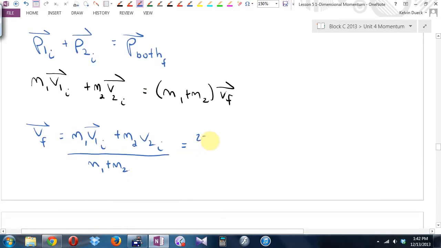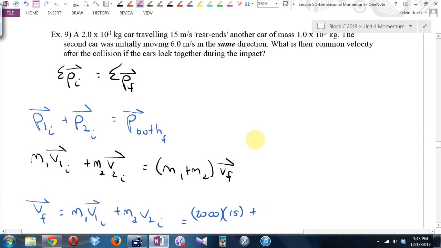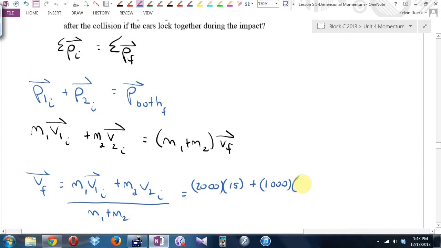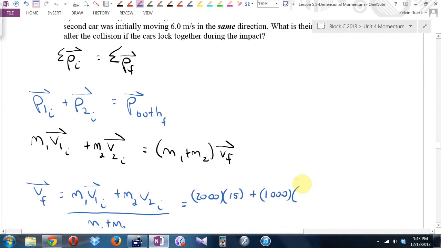plus M2. M1 is 2,000. V1, 15. Positive or negative? I think we're okay with positive. Plus M2, 1,000. V2, positive or negative? It does say same direction. By the way, you could have made all of these negative and still got the right answer. You'd just be assuming that for some reason they were traveling to the left or backwards or whatever.